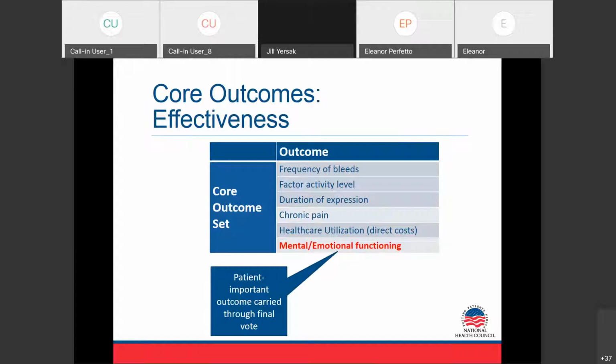And so what we're doing now is working with some other groups to develop a clinical outcome assessment for this outcome concept, because this isn't something off the shelf. It's something that needs to be developed. Next slide.